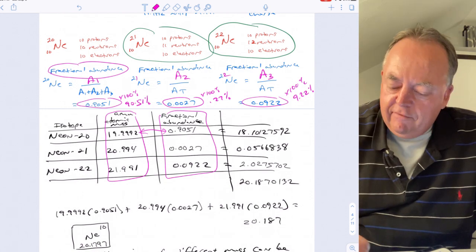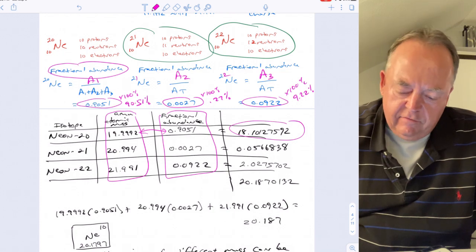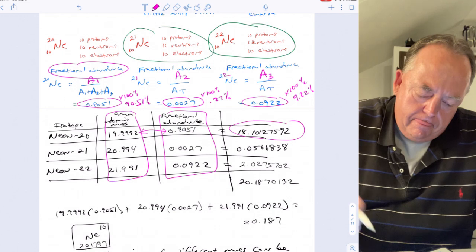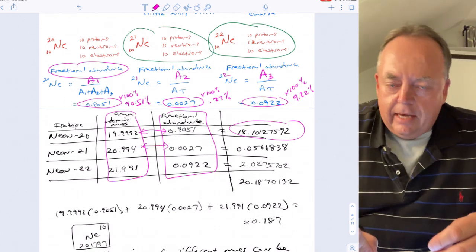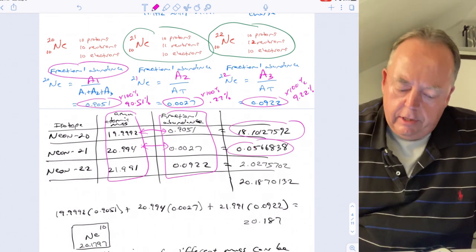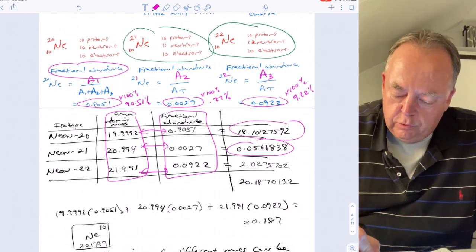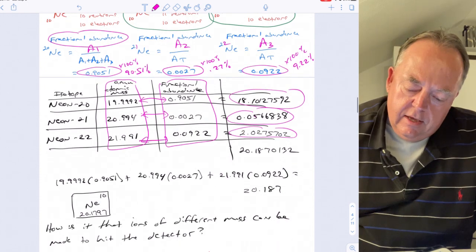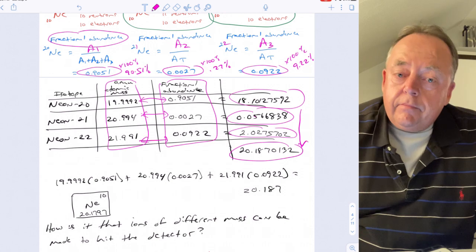19.9992 times 0.0951 equals this, 18.10127592. Don't round in your calculator if you're doing this. Don't round until the very end, right? And then take the 20.994, the mass, times its abundance, and that gives you 0.0566838. And then take 21.991 times 0.0922, and that gives you 20.02757002. And then you're going to add these up, and that gives you this number, right?